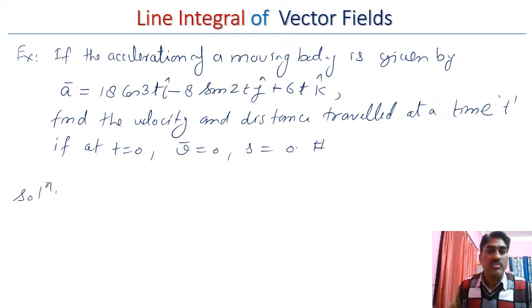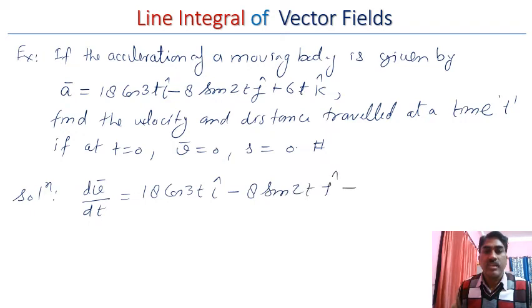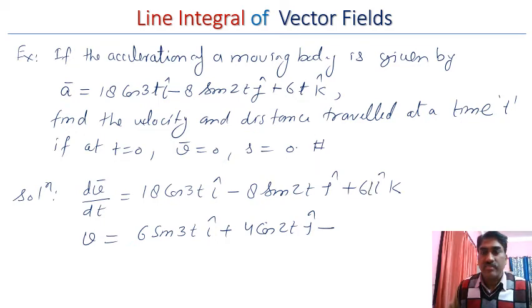So let us solve this. You already know that a is acceleration and acceleration can be given as dv by dt. So dv by dt is 18 cos 3t i minus 8 sin 2t j plus 6t k. So to find velocity you just need to integrate this. So you will find 6 sin 3t i minus 4 cos 2t j, and this was 6t k as written here, so you will get plus 3t² k plus a constant of integration.